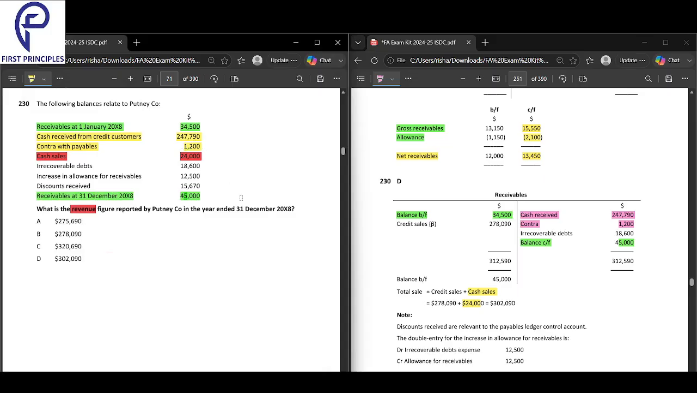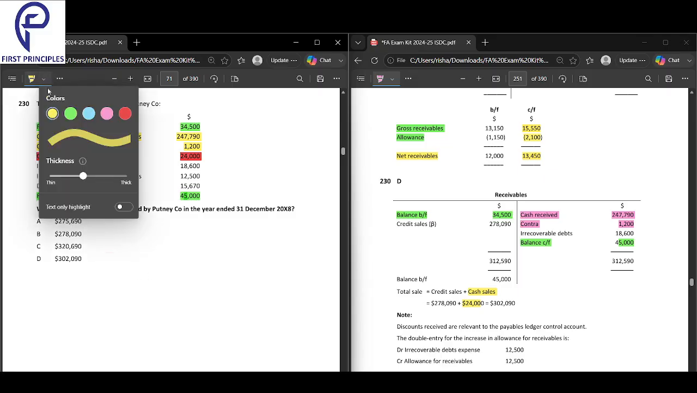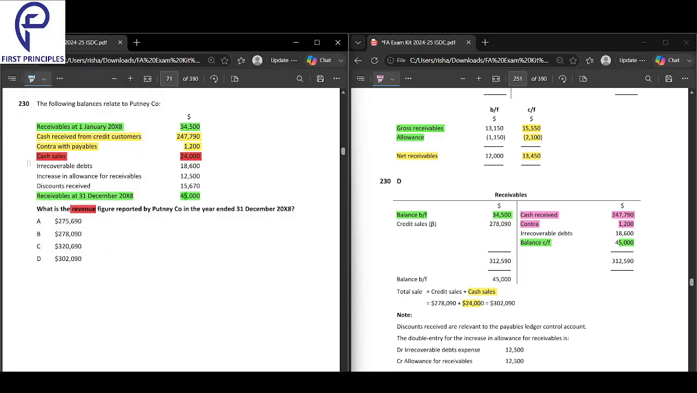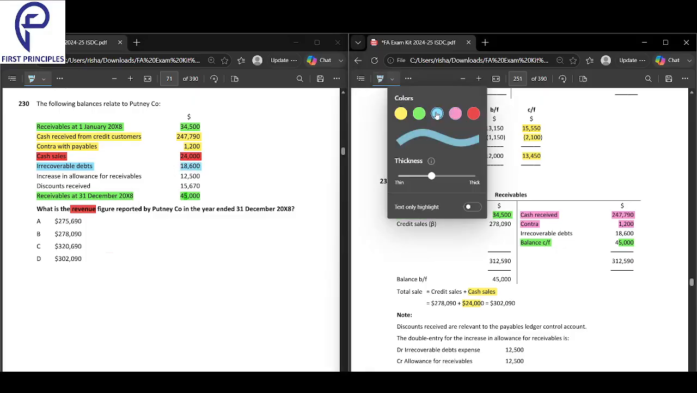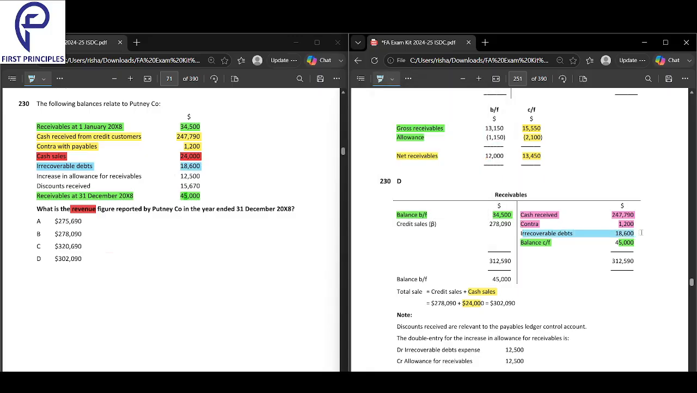Because they are reducing your receivables, they are on the opposite side of opening. Then there are some irrecoverable debts. This is also reducing your opening receivable balance because you're never going to get this now.